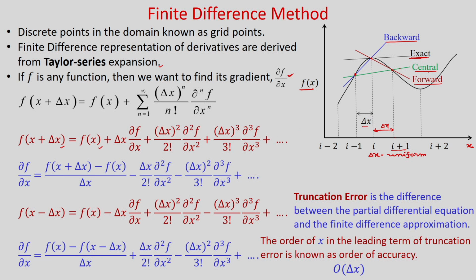Now, if you want to find the first gradient, this derivative del f by del x, then you can write del f by del x is equal to f of x plus delta x minus f of x, and we are dividing by this delta x.